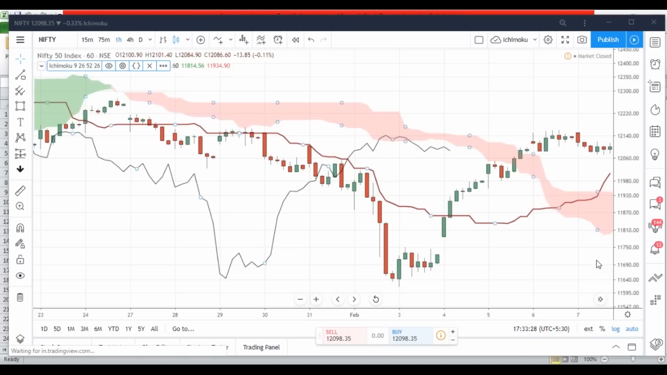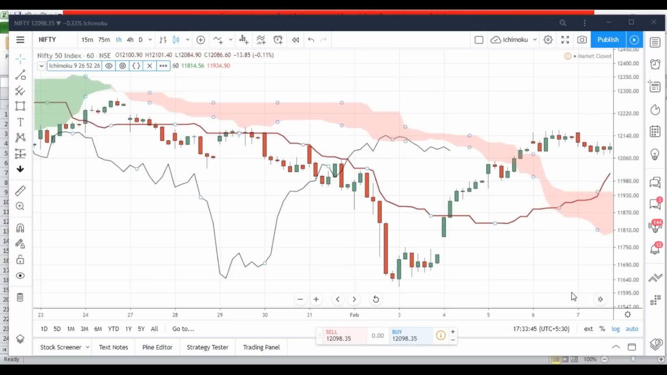Color is not that important during the cloud pullback. With Tenkan-sen crossing Kijun-sen, we get entry very late. If we follow Chikou above the cloud and price, we can get longer.